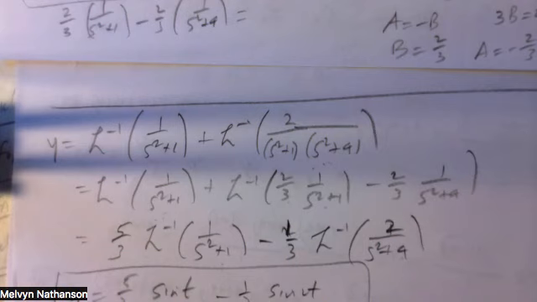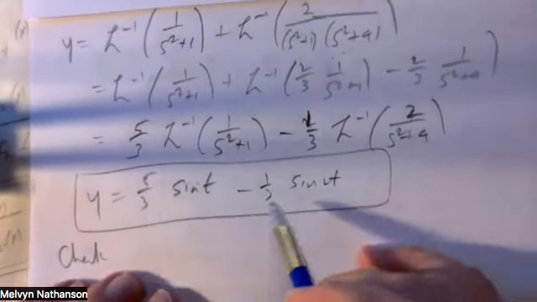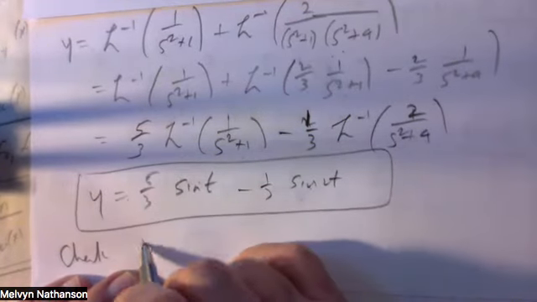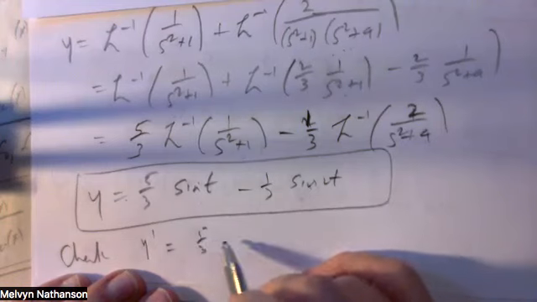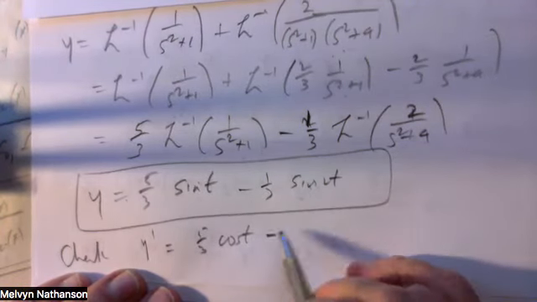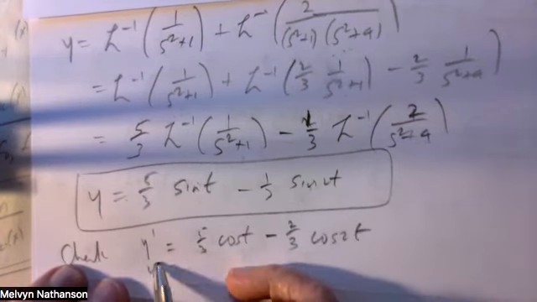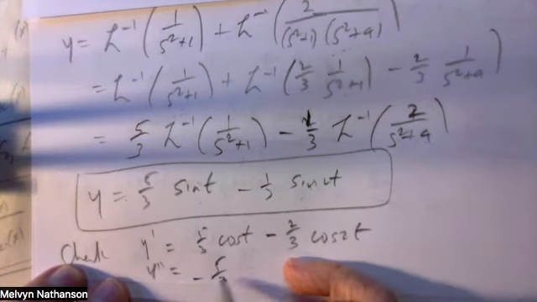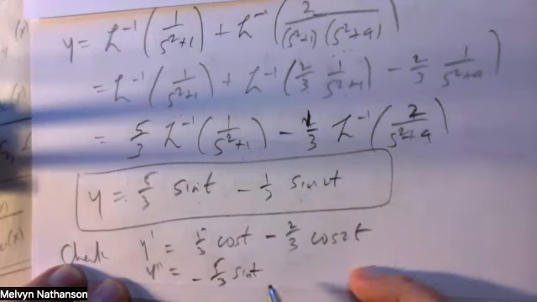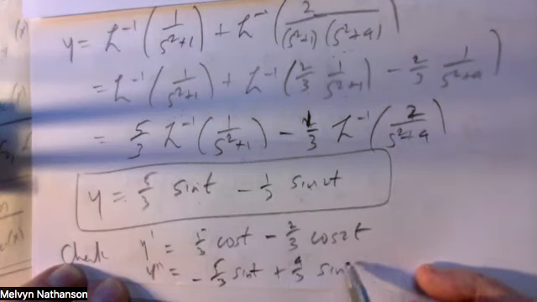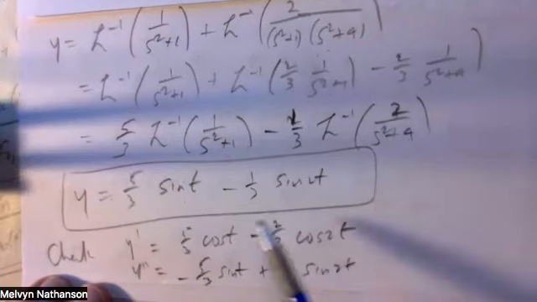So that's what my solution using the Laplace transform says, but we have to know this is correct. The only way you know if a solution is correct is if you check. So this is y. What is y prime? Y prime is 5/3 cosine t minus 2/3 cosine 2t, and y double prime is minus 5/3 sine t plus 4/3 sine 2t.